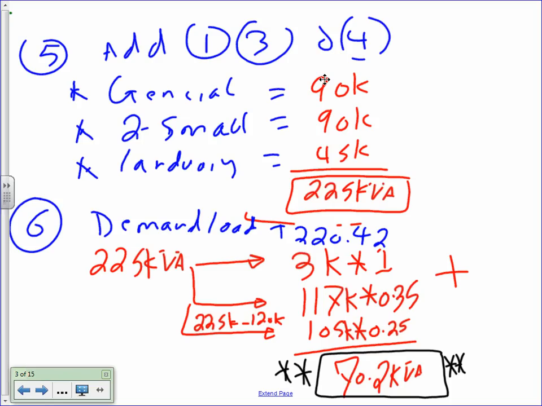Do you see how all this 90, 90, 45? Imagine if you add these and you size the system based on this. Disaster. Can you guys see disaster in the air? So the demand factor will give you a much lower value.